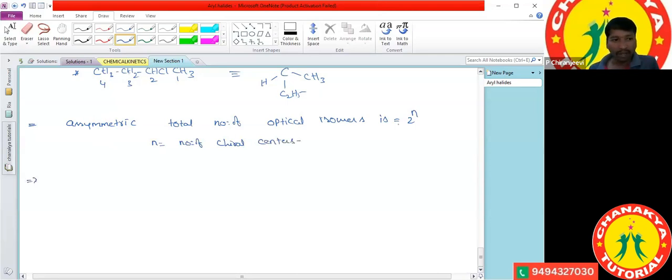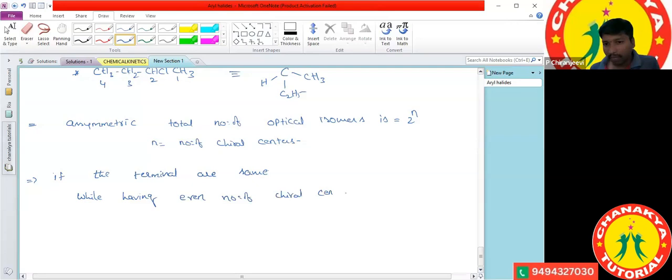And another one: if it is a symmetrical molecule, meaning it has some symmetry and the terminals are the same. What is the condition? If the terminals are the same while having an even number of chiral centers.